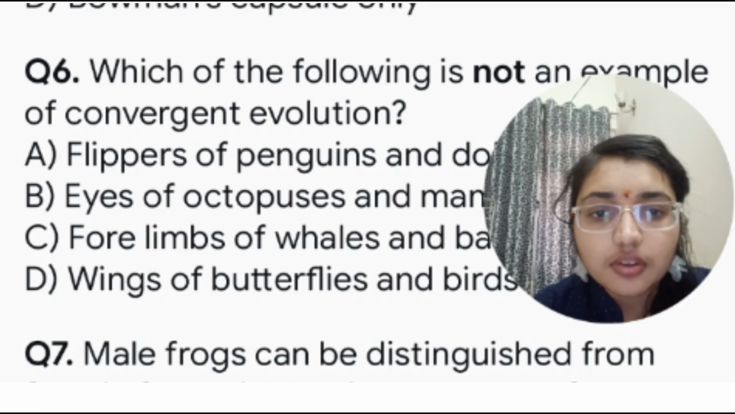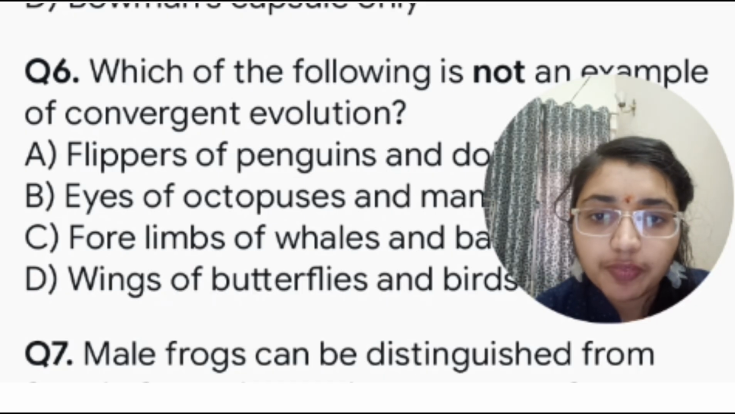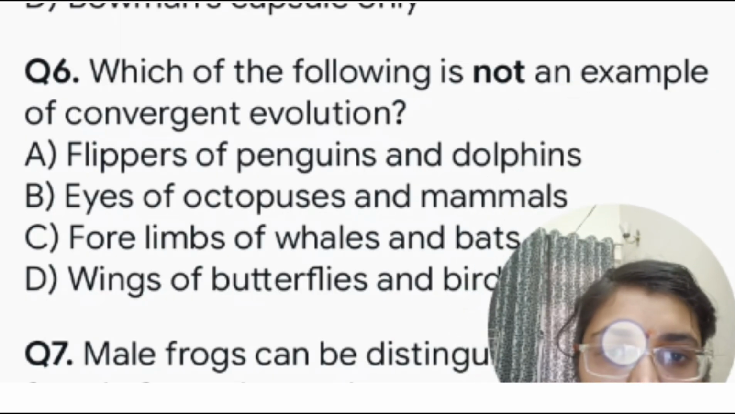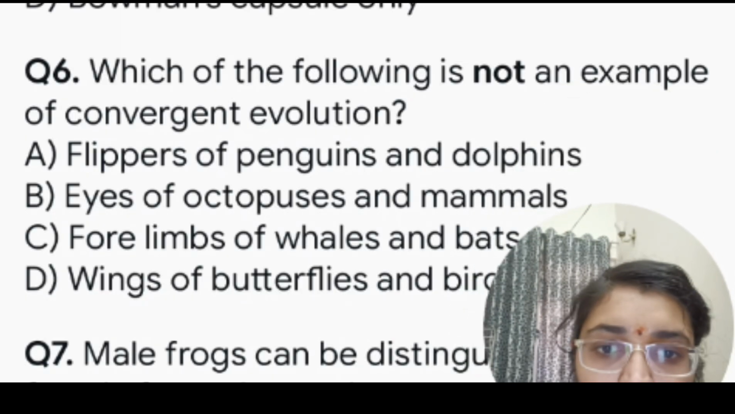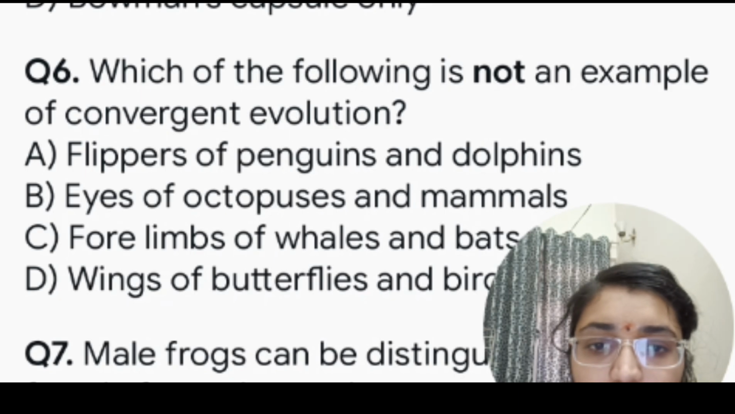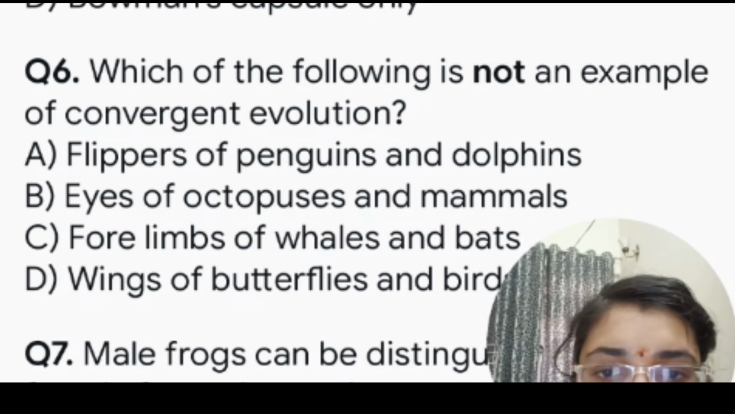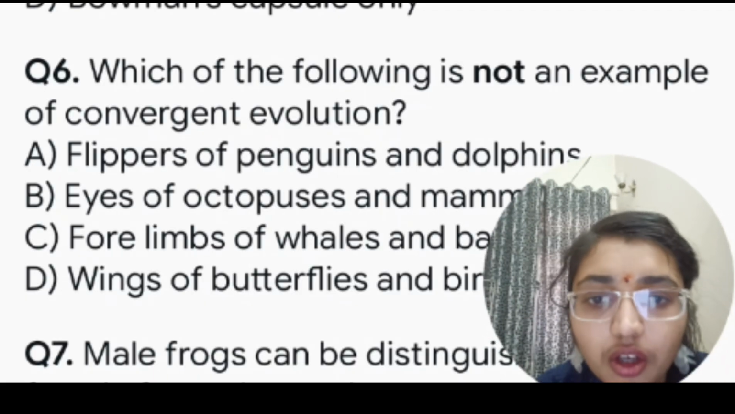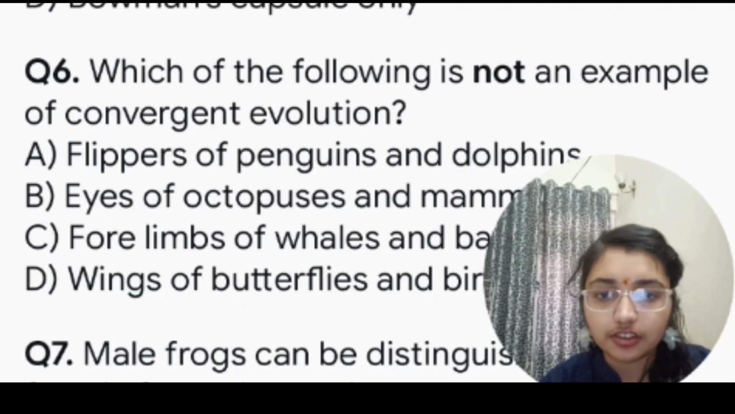So here are some more questions. Which one of the following is not an example of convergent evolution? Option A is flippers of penguin and dolphins. Option B is eye of octopus and mammal. Option C is forelimbs of whale and bats, whereas the fourth option is wings of butterfly and birds. So here the correct option is forelimbs of whales and bats.